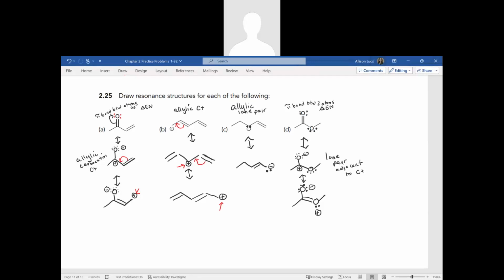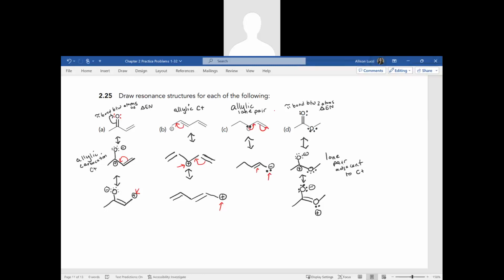Now structure C has an allylic lone pair to start, so that lone pair has been drawn, and that can be moved over here. But at the same time, this pi bond is being shifted over here. So we have creation of a new double bond here, and then movement of those pi electrons to form a lone pair on this carbon here, and then you see that -1 formal charge.